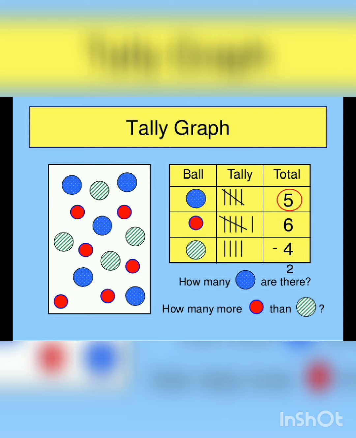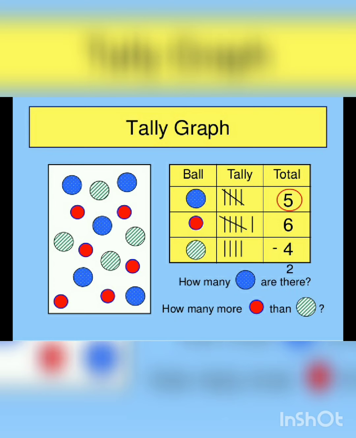Now there are some colorful balls and we have to find out the tally and the total. So the balls are blue, red and white. If we count the blue balls, there are 5 balls. So it can be tallied as 4 standing lines and 1 cross line, that is the bundle of 5. It can be represented as 5.